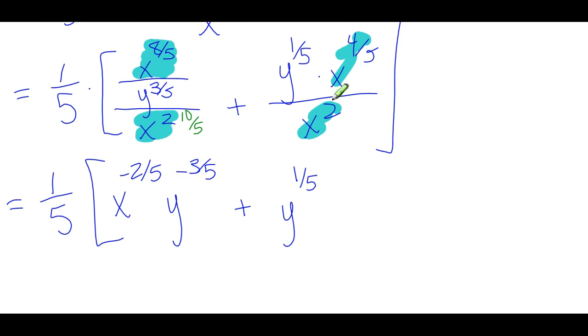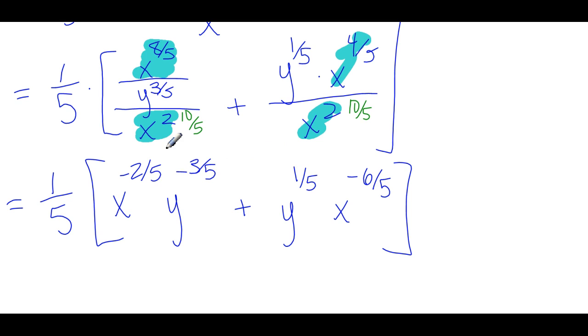So 4/5 minus 10/5. Again, if I could call this 2 as 10/5, 4/5 minus 10/5 is negative 6/5. So I'd have x to the negative 6/5. And this is actually what my MyMathLab wants you to put in there with the negative exponents and all.